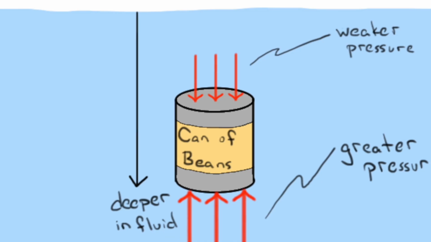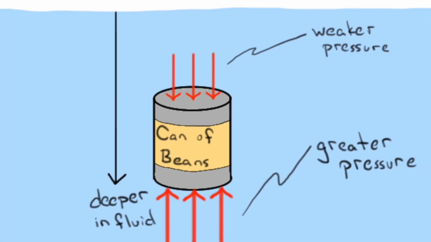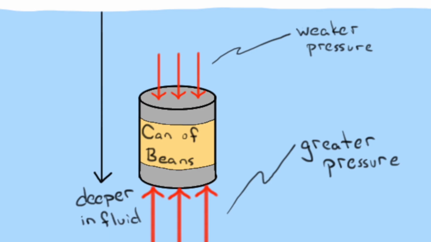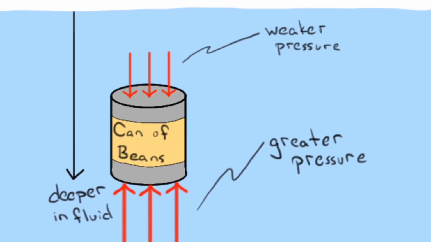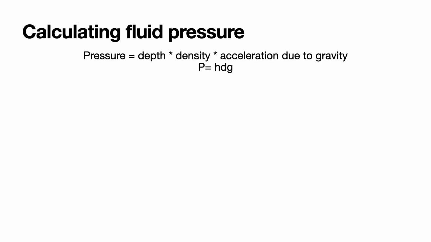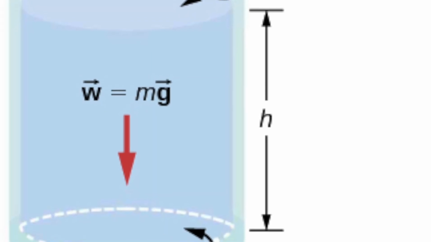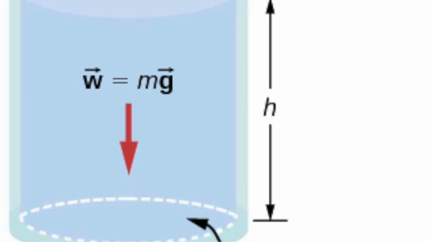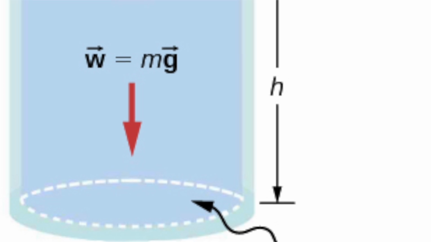To calculate fluid pressure, we need a different formula, as we just saw that it depends on the depth of the object in the fluid and on the density of the fluid. We can derive a formula: pressure is equal to depth into density into acceleration due to gravity. This means that the pressure of a fluid is directly proportional to its density, object's depth, and also to the gravitational field strength.